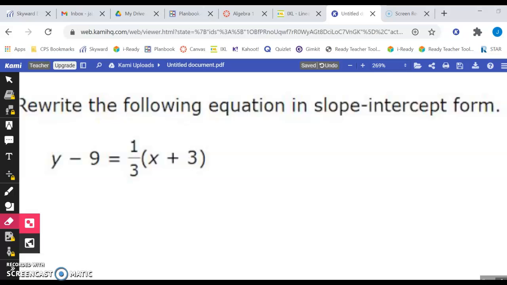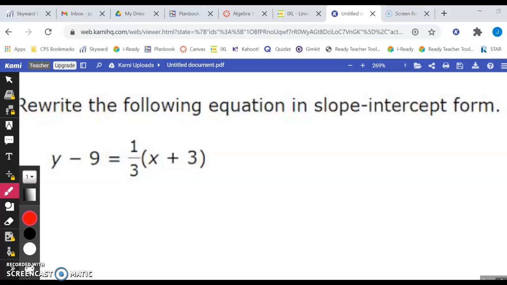For the IXL today, you are going to be asked to rewrite equations in slope-intercept form. So I wanted to do a video just to remind you of how to do this, looking at the work that was getting turned in the last couple of days. I think some of you are struggling, so I thought that this might be helpful for some of you.